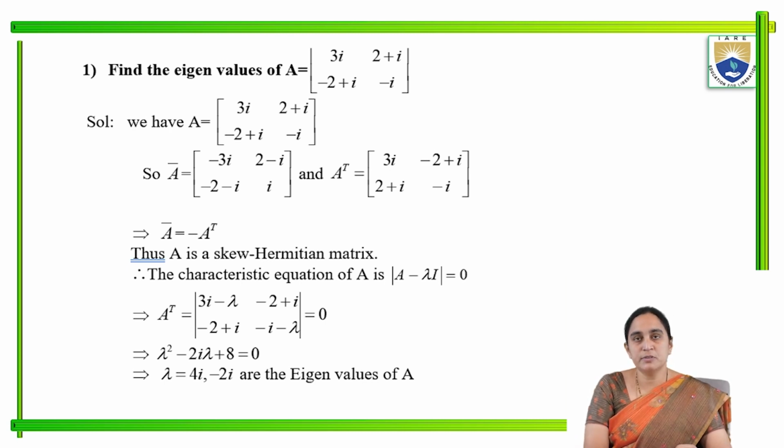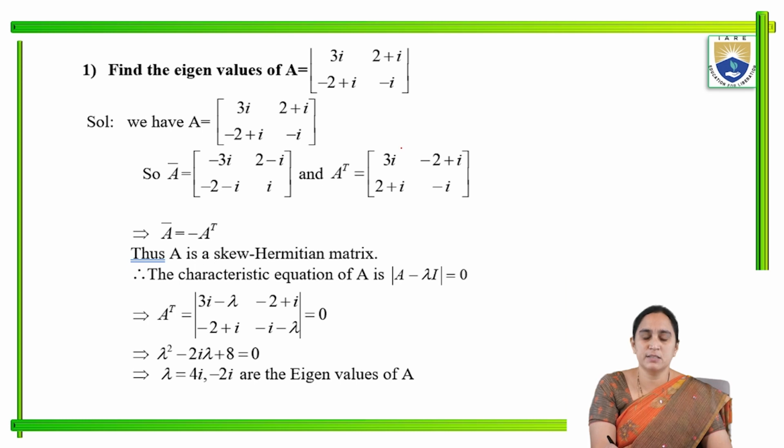Here, what about the first question? Find the eigenvalues of A is equal to [3i, 2 plus i; minus 2 plus i, minus i]. Is it a complex matrix or a real matrix? This is a complex matrix. For a complex matrix also we have to find eigenvalues. Before finding the eigenvalues, first I have to check whether it is a Hermitian matrix or skew Hermitian.